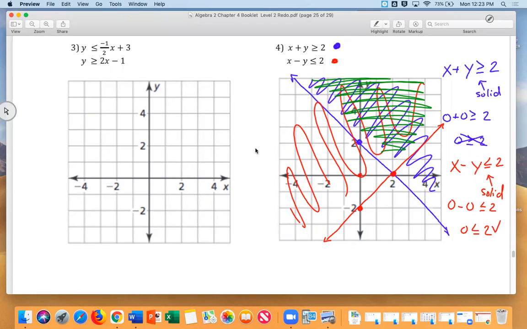All right, in question number 3, again, I'm going to label this top equation as a color. So it's going to be my green equation. So here it says y is less than or equal to -1/2 x plus 3. So I'm going to graph this in slope-intercept form. So I start at my starting point, which is 3. I'm going to go down 1 to the right 2. Plot my second point. It's going to be a solid line because of the symbol.